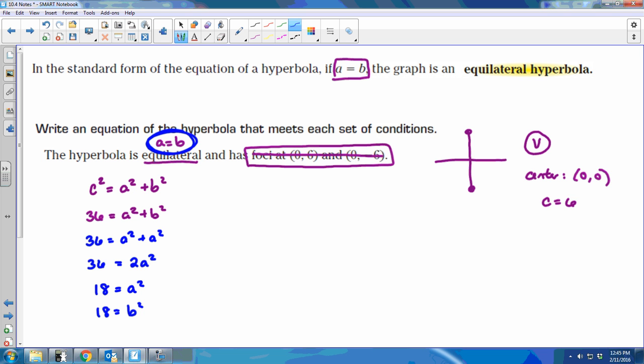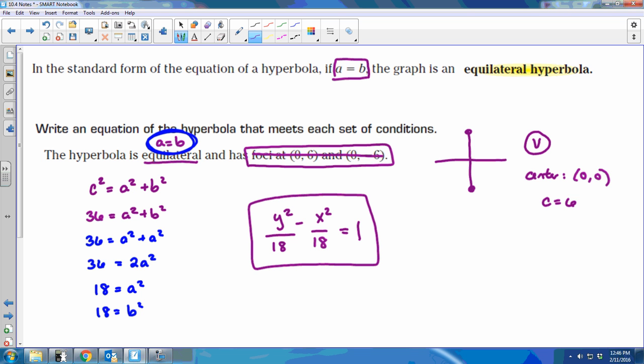All right. So it's vertical. So you have Y squared first. And then I have 18 and 18. If I gave you this equation and not the other way around, you'd be able to tell me it's vertical, because Y came first. Y came first. All right. Questions about that example?